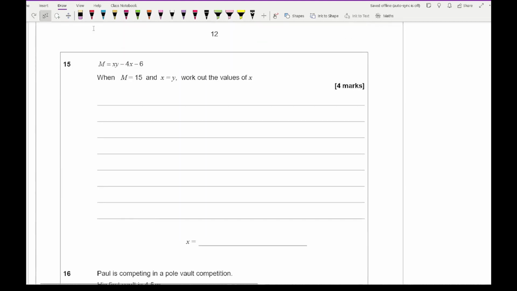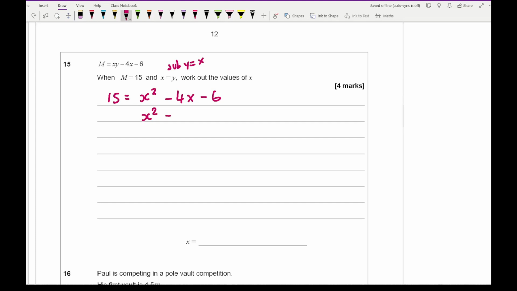Then moving on to question 15, it says m equals xy minus 4x minus 6, where m is 15, x equals y. Work out the value of x. Well, if m equals 15, I can substitute that in. Then if I sub y equals x, then what I get is xx, which is x squared, minus 4x minus 6. Now this slowly looks like a quadratic, so I need to make it equal to 0.